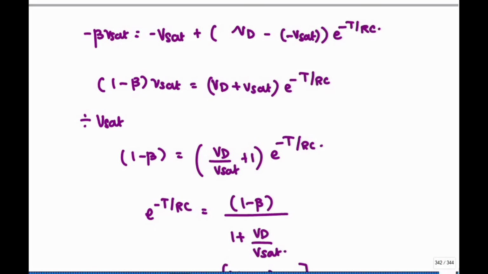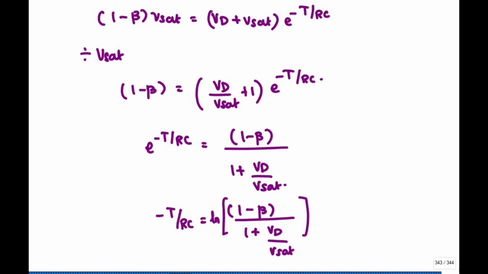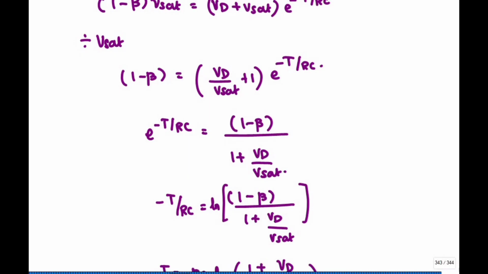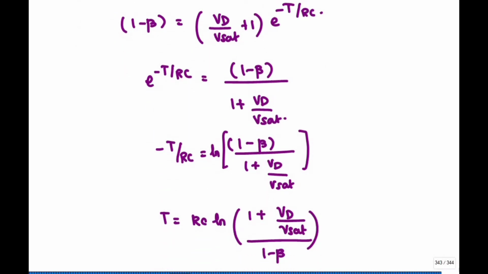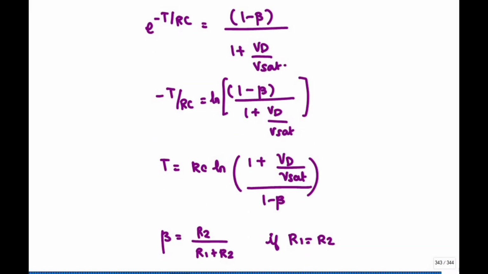So what is my e power minus t divided by RC? That is equal to 1 minus beta divided by 1 plus Vd by V sat. So if I take ln on both sides, I will get t divided by RC is equal to ln of 1 minus beta divided by 1 plus Vd by V sat. So t is equal to RC ln of 1 plus. So since I have a minus, the denominator and numerator will change. Okay.